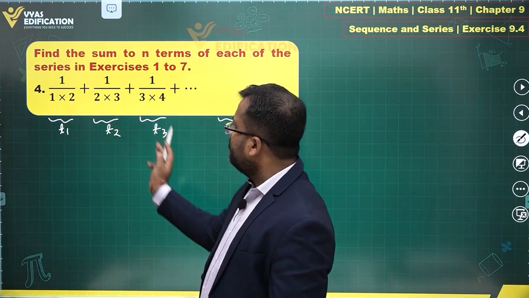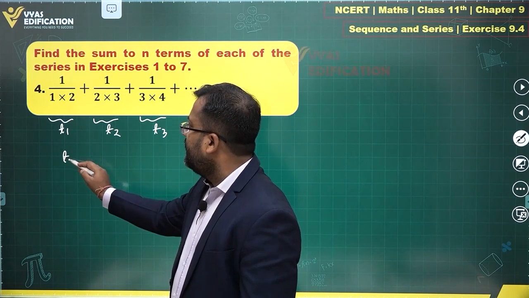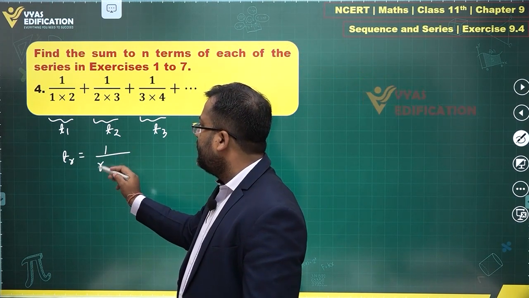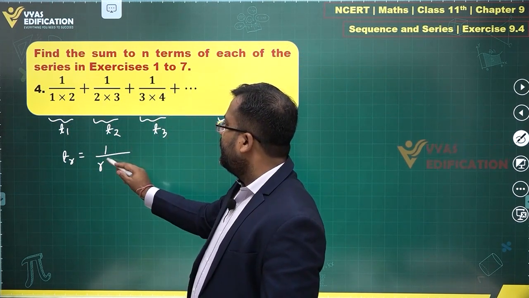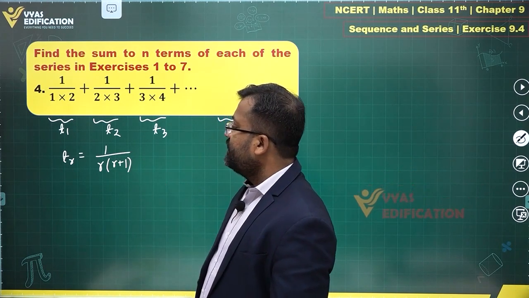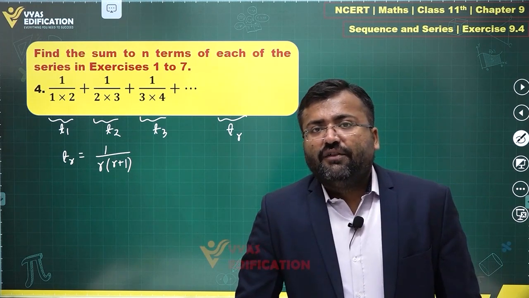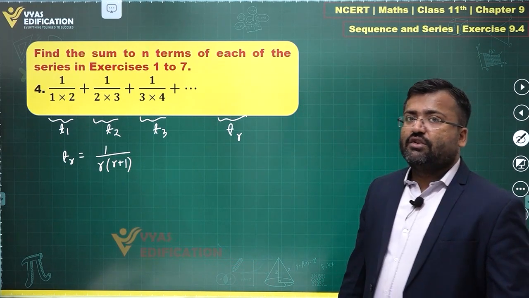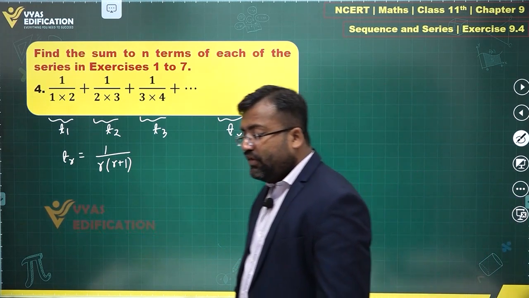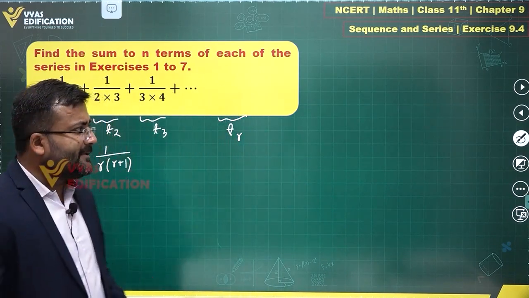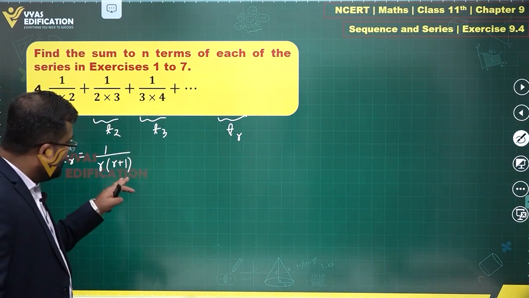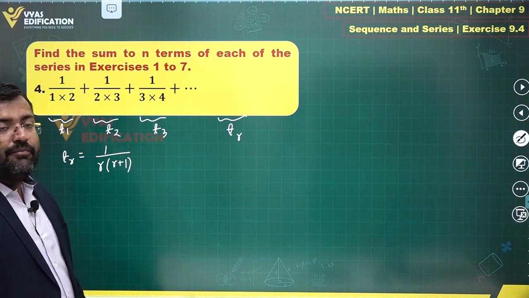T1 has 1, T2 has 2, T3 has 3. So TR will have 1 upon R, and the next number is just greater than this. This is 1 upon R, R plus 1. TR is this, right? How will we find this? We cannot use summation over here directly. So the only approach to follow here is by writing this as a difference of two terms.